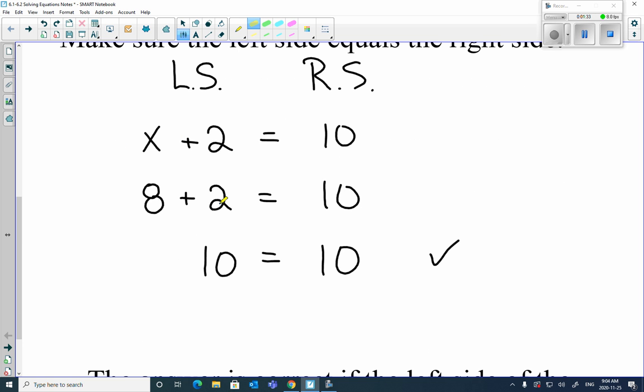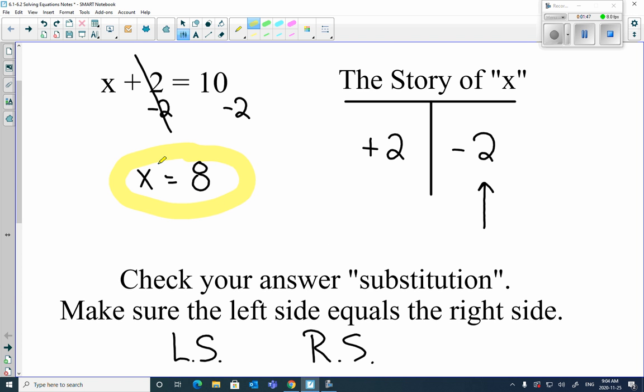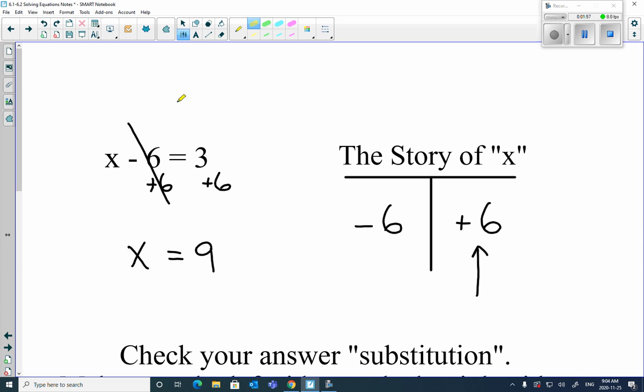So when we substitute x, we're going to put in the 8 in place. So we put in 8, 8 plus 2 equals 10, and then we work down the left side and the right side. So 10 equals 10, right? Because 8 plus 2 is 10. So if the left side equals the right side, we know that we got the question right. Now you have to remember the answer is x equals 8. It's the original piece from up here. Okay, so all we're going to do in this is go through story of x every time. Okay, so next page.